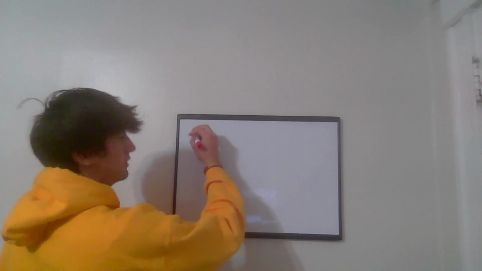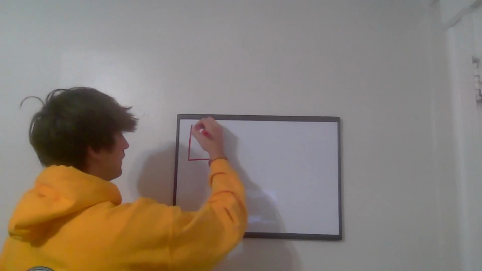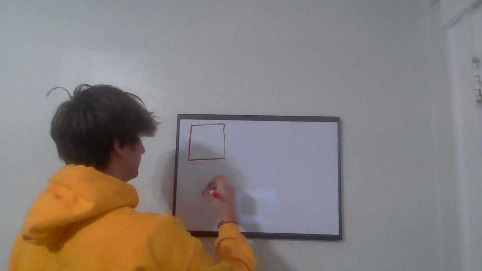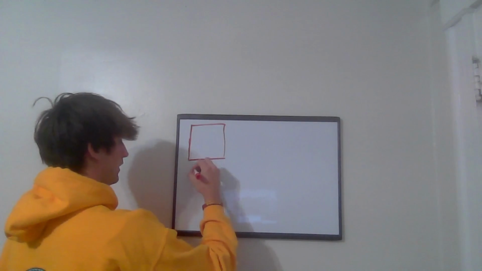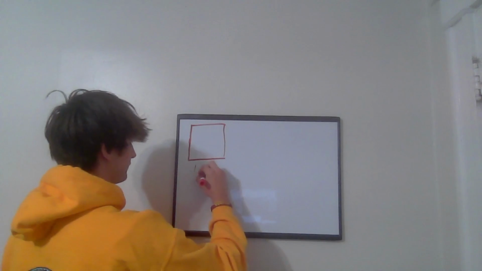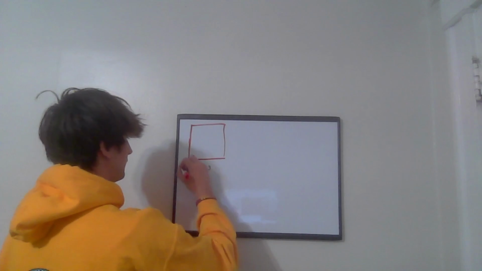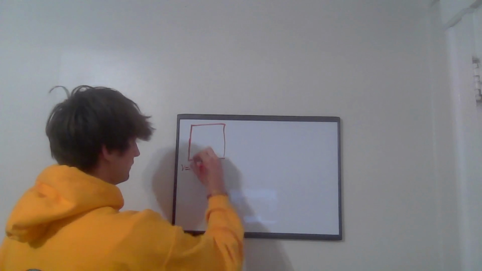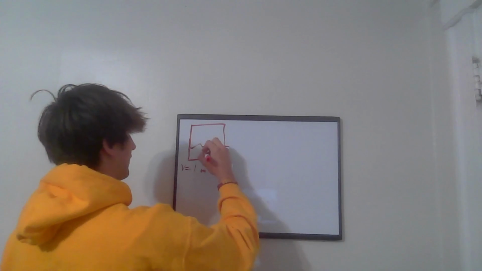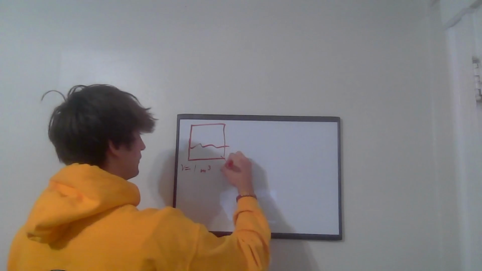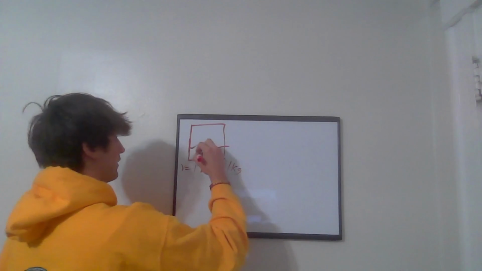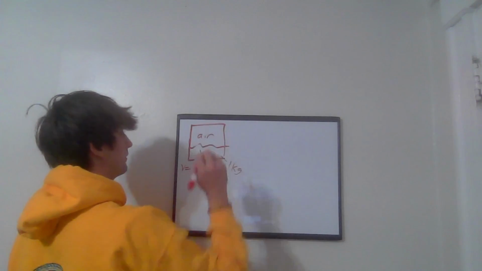So here's assignment 2. We're going to start with a container that's 0.1 millimeters cubed in volume, and you have water and air in here. The water weighs 1 kilogram. Here's our water, and here's our air.